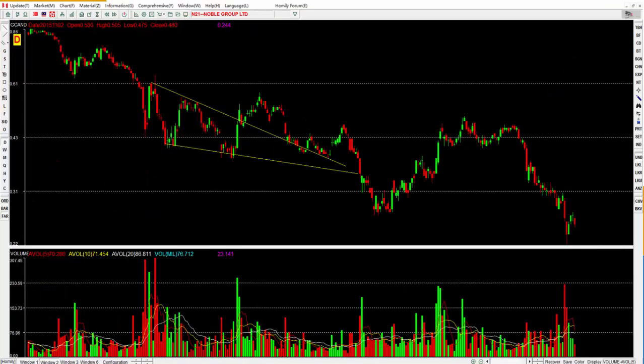Okay, then we can see this one. Is this descending or ascending? Descending or ascending? But we should know whether this pattern is correct or wrong.